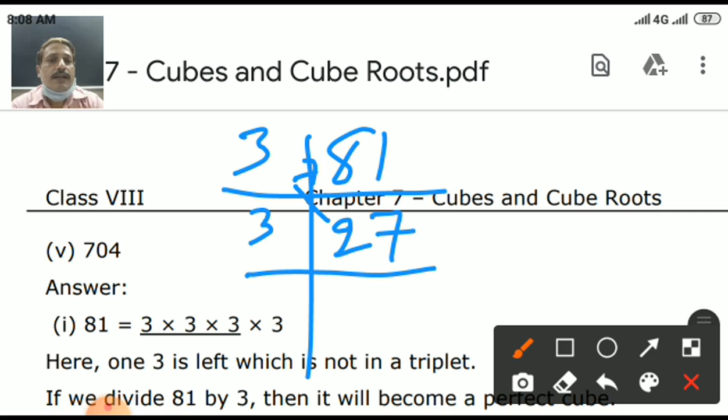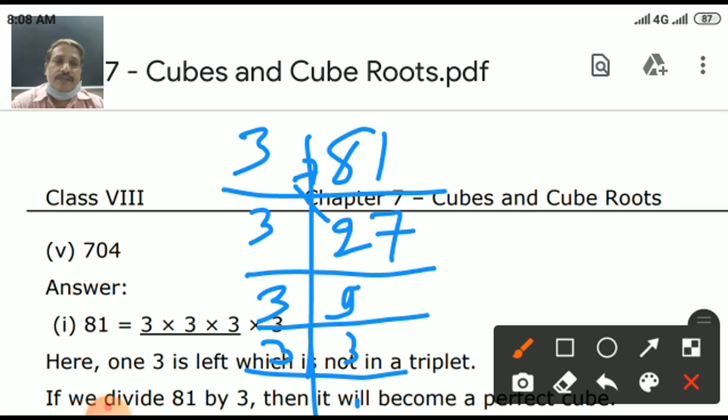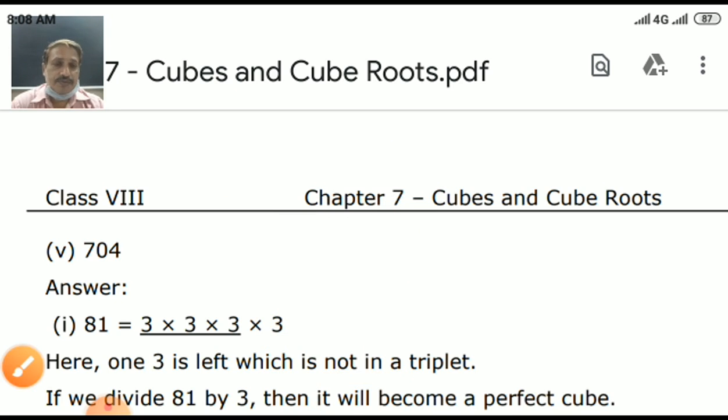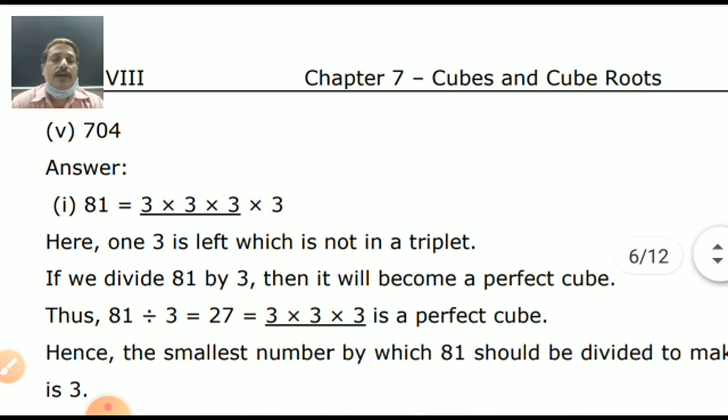Again 3. So 9 3s are 27. Very good, student. Again 3. 3 3s are 9. Yes, very good. Now again 3. 3 1s are 3. So it is easy. So 4 times 3 is there. How many numbers are missing here for tripleting? 2 are missing. So 3 into 3, 9, you can multiply with 81 and you will get a perfect cube.